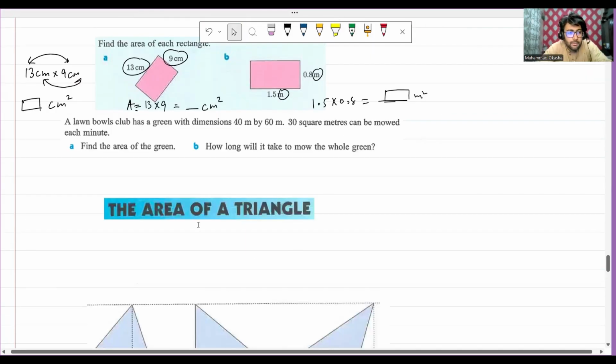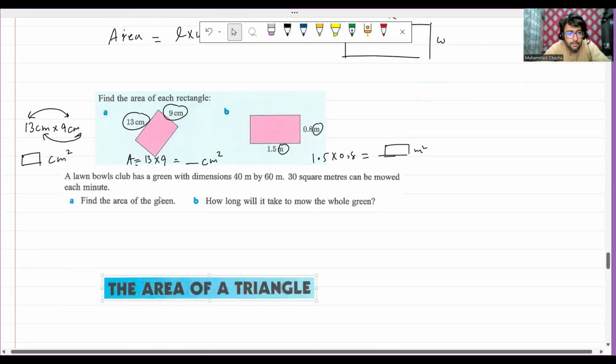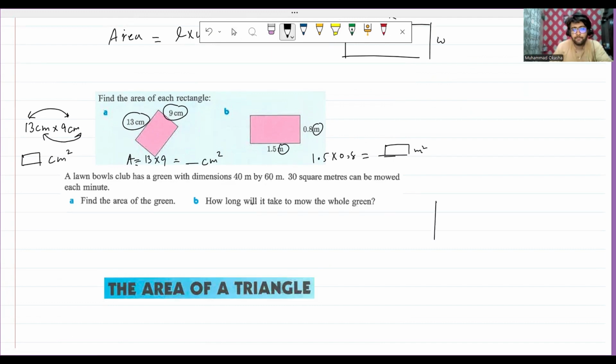A lawn bowls club has a green with dimensions 40 meters by 60 meters. So this is 40 meters and this is 60 meters.